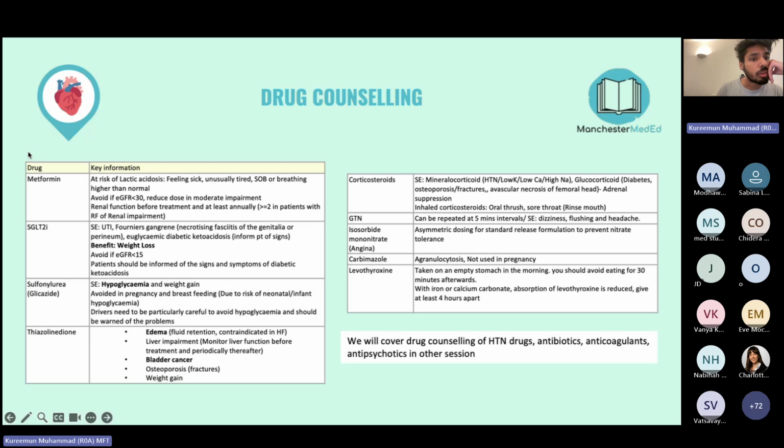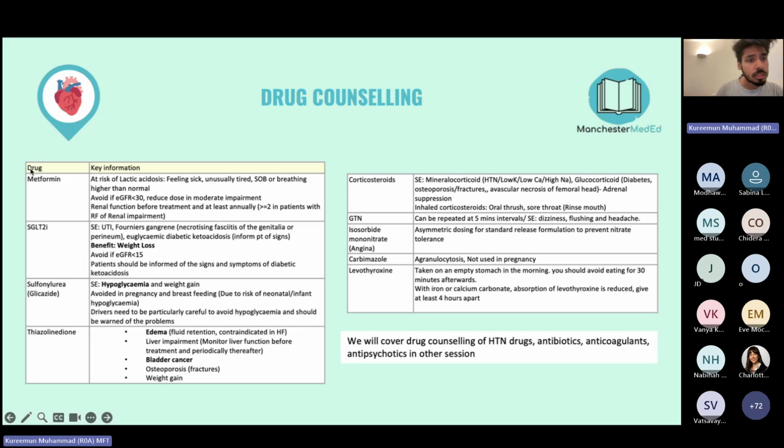The benefit of SGLT2 is the weight loss that they get, and it's also used in heart failure. So sulfonylurea, this is the one that causes hypoglycemia a lot. That's why a lot of the monitoring instructions, and the things that you would tell your patient, would be about hypoglycemia. You also need to avoid them in pregnancy and breastfeeding, again because of the risk of neonatal infant hypoglycemia. So that's the red flag one for hypoglycemia.